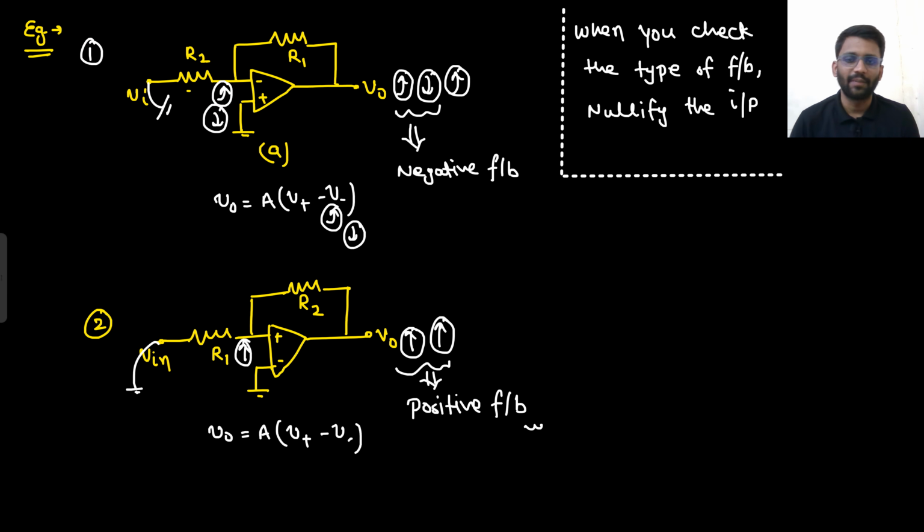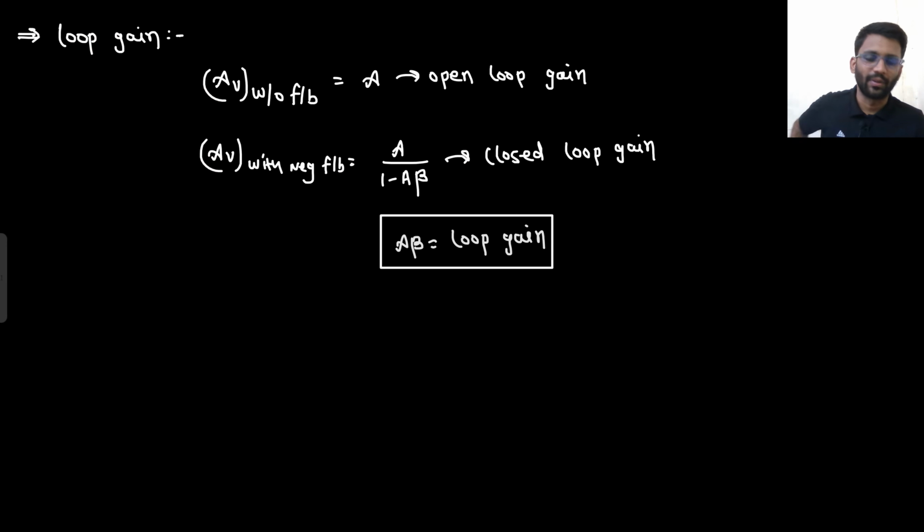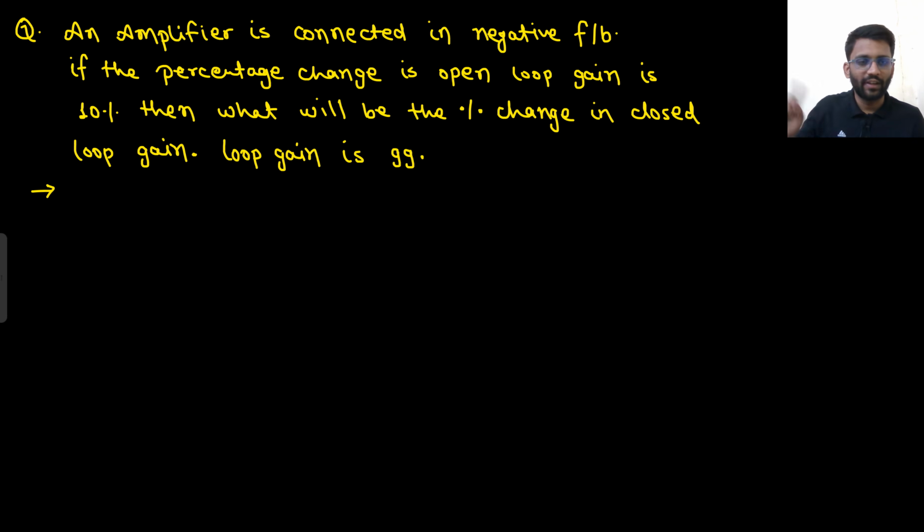In the previous example as well, we have seen the loop gain, that is A beta. So we will see how to find the loop gain, but later on in this lecture only. But for now, let's solve this example because you need the loop gain value here. So loop gain given is 99.